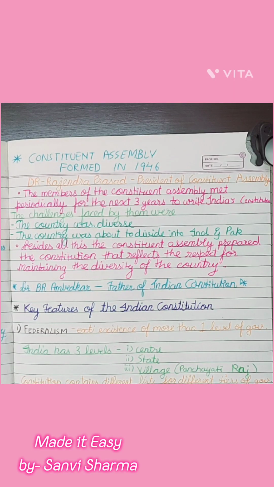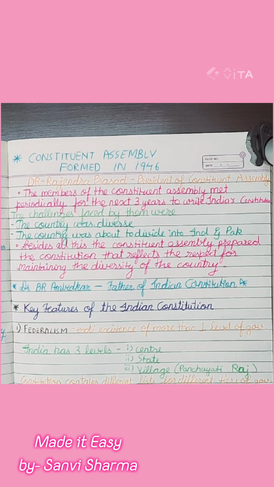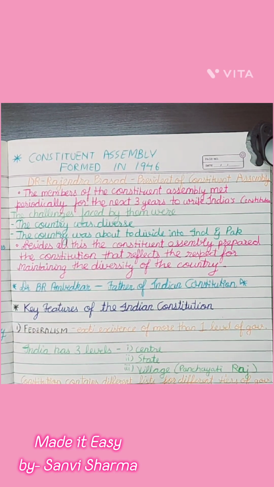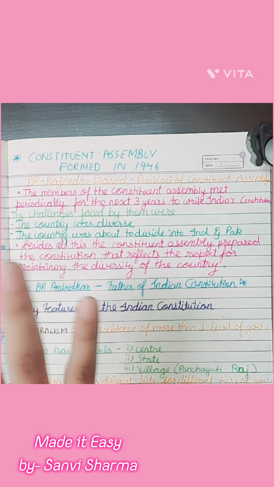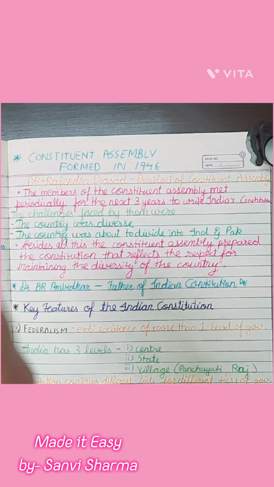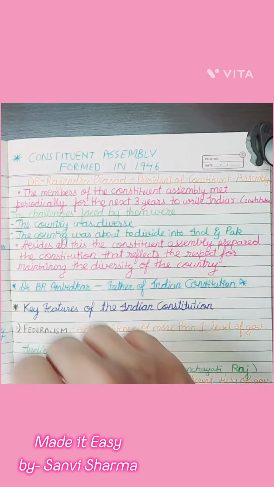Dr. Rajendra Prasad was the president of the Constituent Assembly. The members of the Constituent Assembly met periodically for the next 3 years to write India's constitution. The challenges faced by the Constituent Assembly in writing the constitution were: first, the country was made up of different communities who spoke different languages, belonged to different religions and had different cultures. In short, the country was very diverse. And second, the country was about to divide into India and Pakistan, and some of the states remained undecided about their future.